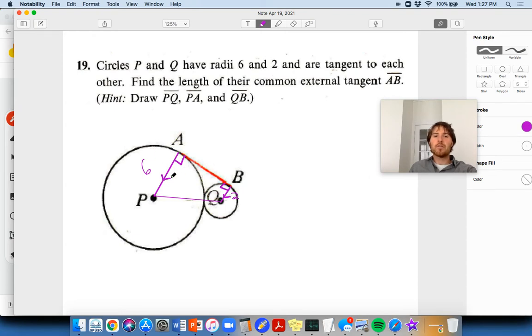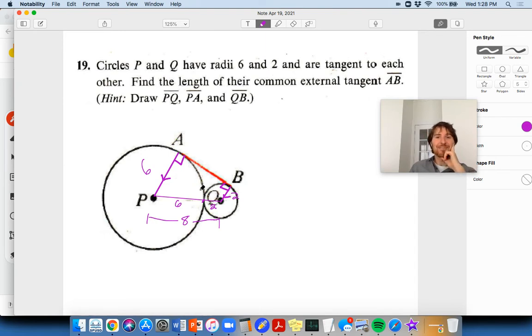But anyways, we want to figure out, well, I can get this side here, can I? I can, because check it out. This is going to have to be congruent to that. These are radii of circle P, so this is length 6. This is length 2. Lots going on in this problem. This is length 2. So this whole segment, segment PQ, is length 8. Okay, and that might help us get B, okay?